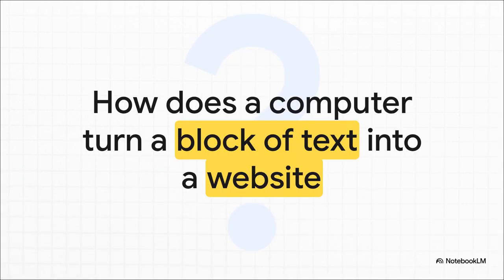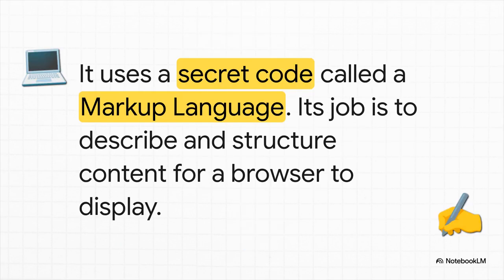You type in an address, you hit enter, and bam, this gorgeous interactive site just appears. How in the world does your computer know that this is a title and that is a paragraph and, oh yeah, put a video right here? Well, the answer is this special kind of secret code. And it's not what you'd think of as a typical programming language. It's what we call a markup language.